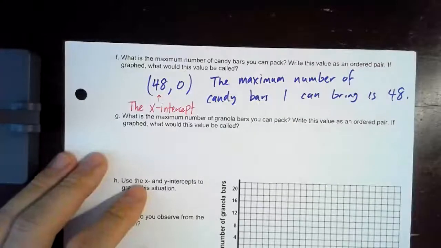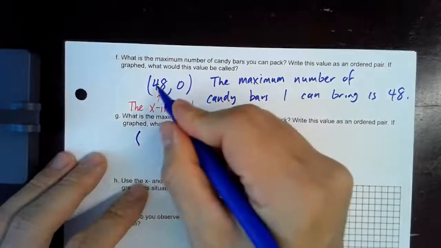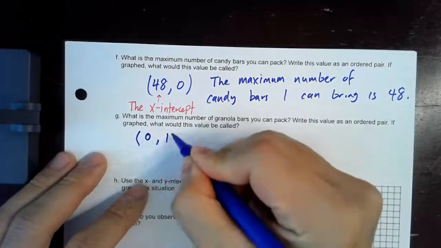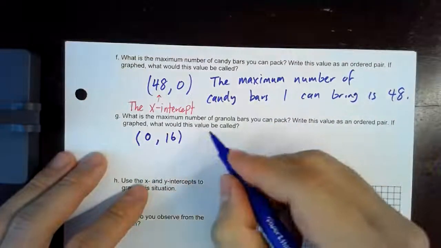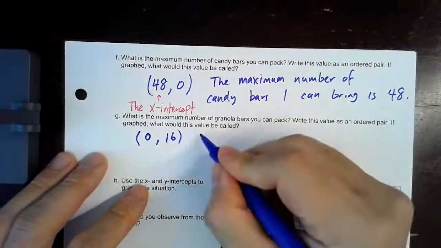What is the maximum number of granola bars? Write this value as an ordered pair. If graphed, what would this value be called? Okay, so looking at our table, we know that the trade-off is 3-1. So if I have 48 candy bars, I can take all of them away and I can bring 16 granola bars.